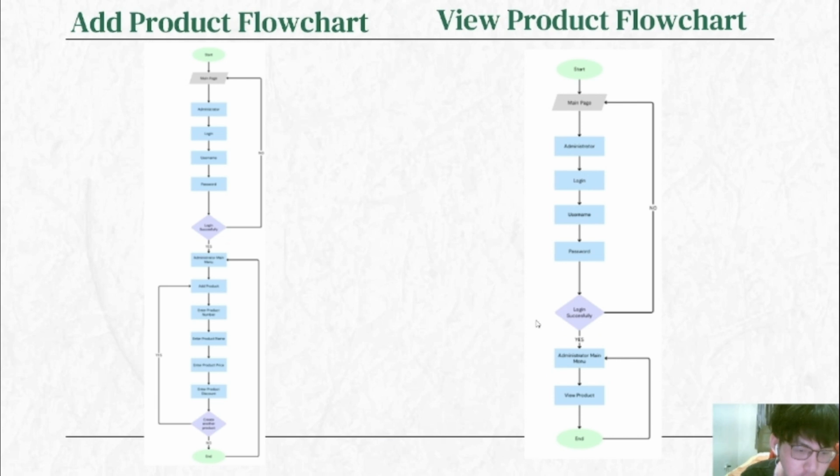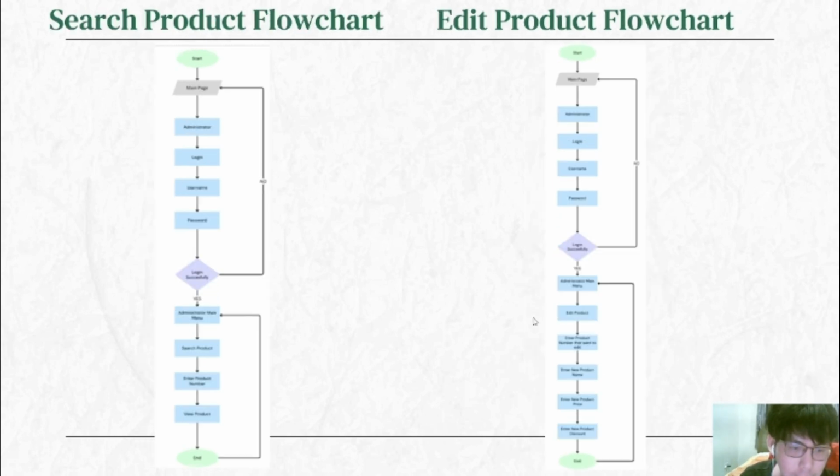For the add product flowchart, after you log in, you could enter product number, name, price, and discount. For view product, you could view what products you entered into the system. For search product, you could search product by product number. For edit product, you could edit a product by entering the product number and entering the new name, new price, and new product discount.